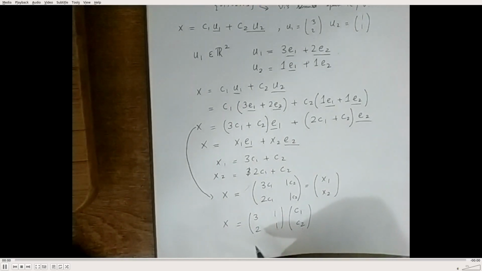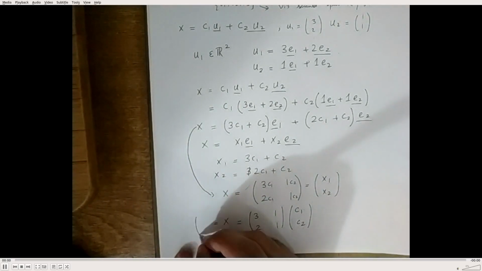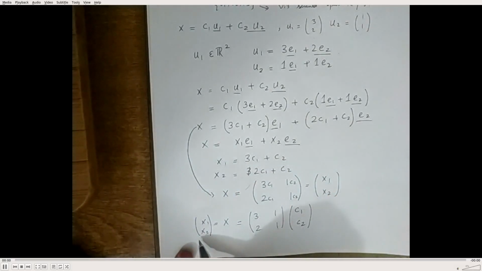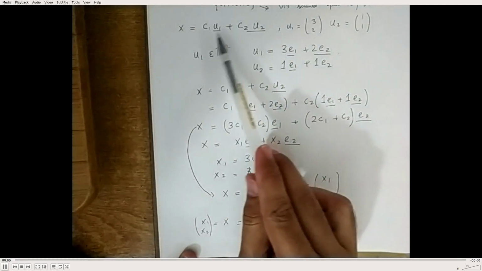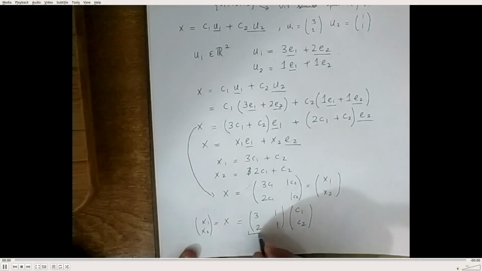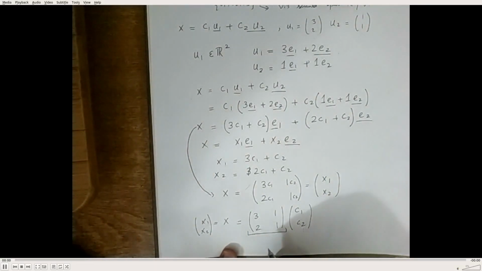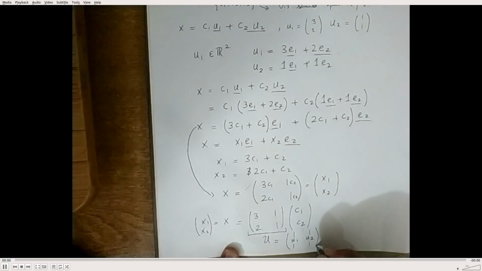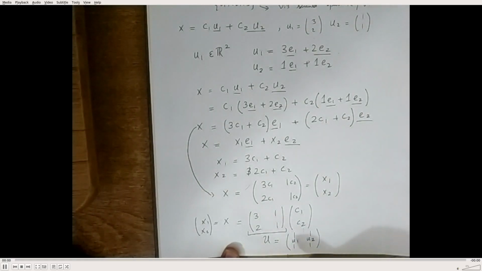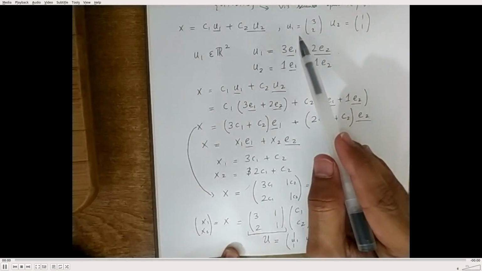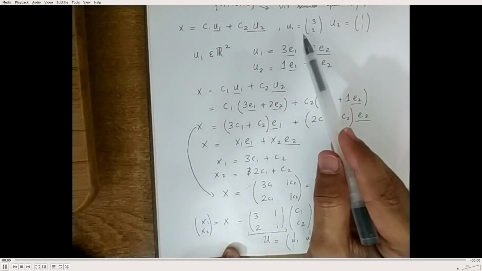Then on the left hand side you have x1, x2, the coordinates for the standard basis. These are the coordinates for the bases U1 and U2. And this matrix, if you notice closely, if I call this matrix U, is nothing but the matrix whose first column is the vector U1 and whose second column is the vector U2, where U1 and U2 were the basis vectors that I was trying to switch from. This is U1, this is U2.